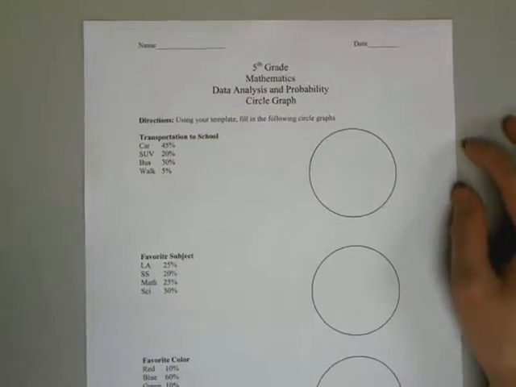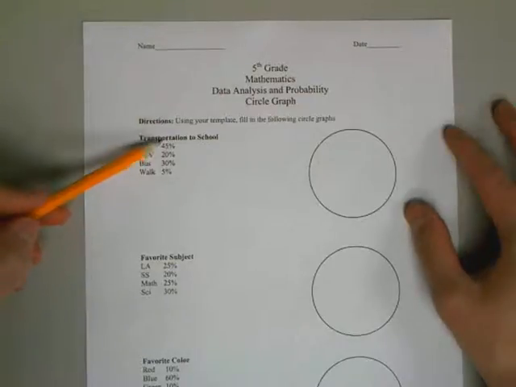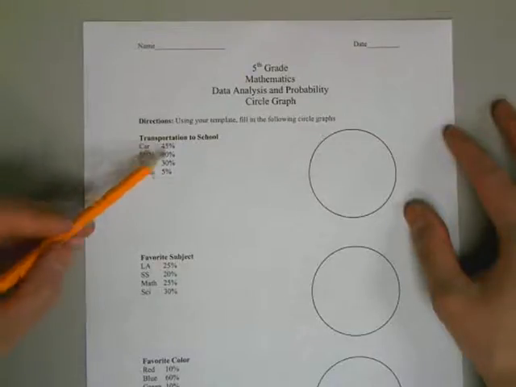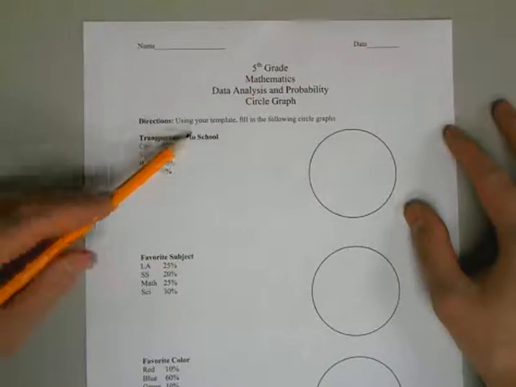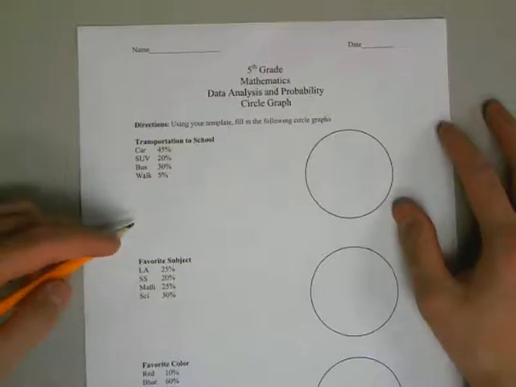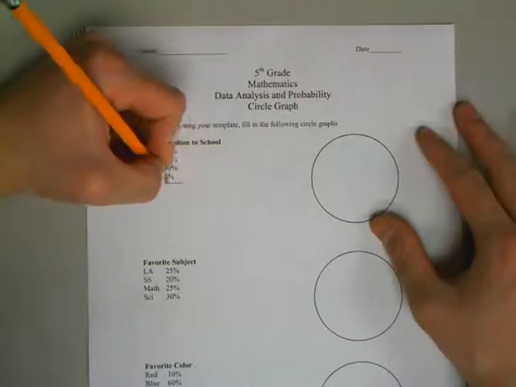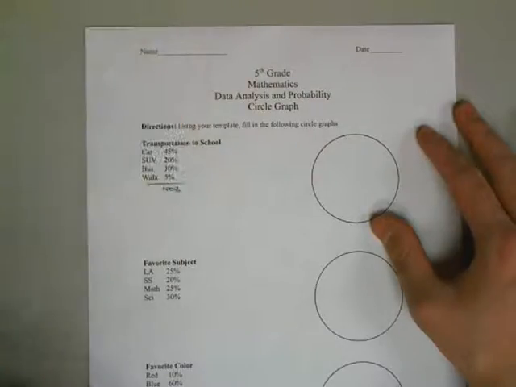So you'll always get a set of data, and it will be shown in percent. And the one thing you have to make sure is that every single item or category that you have adds up to 100%. If I look at 45% car, 20% SUV, 30% bus, 5% walk, this is all data about transportation to school for fifth graders, but it should all equal 100%. If it does not, then you're not given the correct data. And I look at this, and yes, it does. These all add up to 100%.